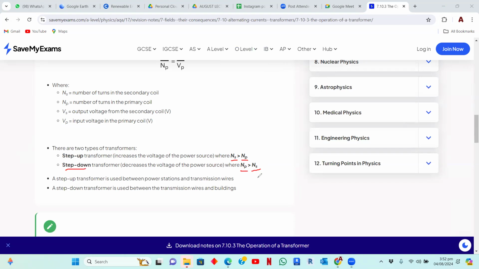So generally, a step-up transformer is used between power station and transmission lines, where generally power station supplies lesser voltage, and then you increase it when the voltage is applied to transmission lines. And then a step-down transformer is used between transmission wires and buildings, because generally you don't need a very high value of voltage when one particular voltage is applied to the buildings. So it is generally more in the transmission lines. You step it down, you decrease it, and then that voltage is applied to the buildings or the houses.